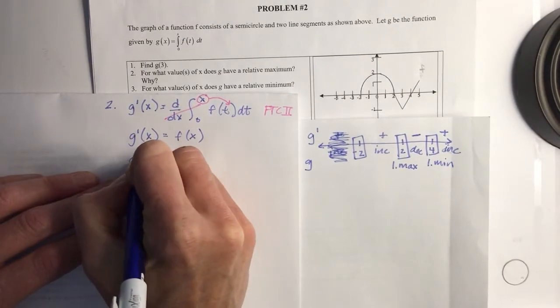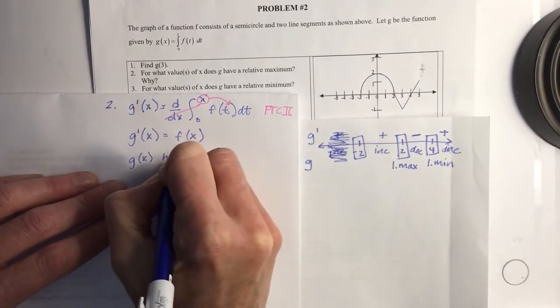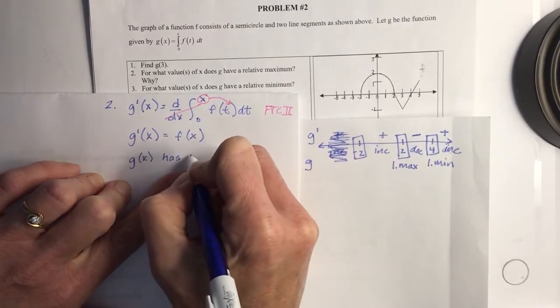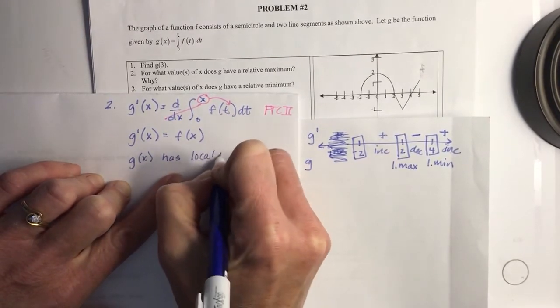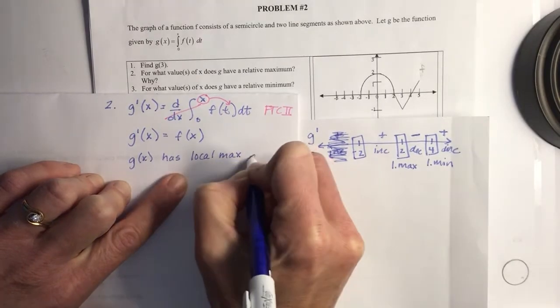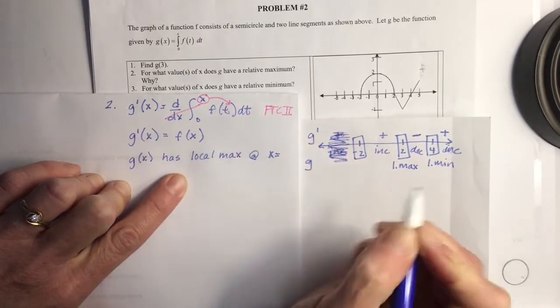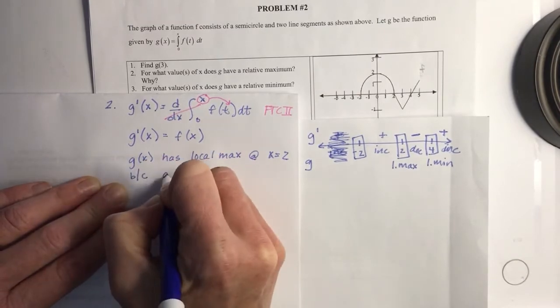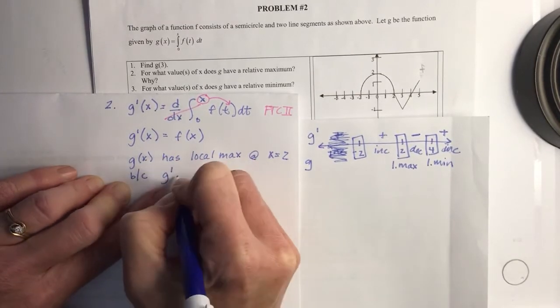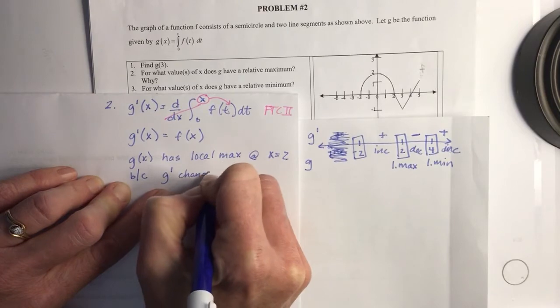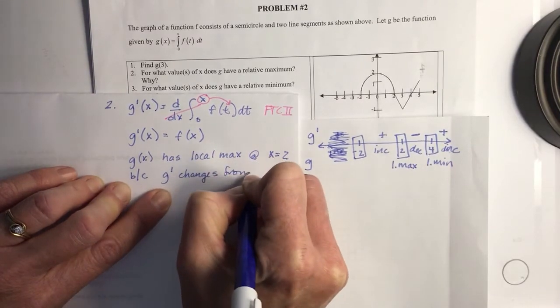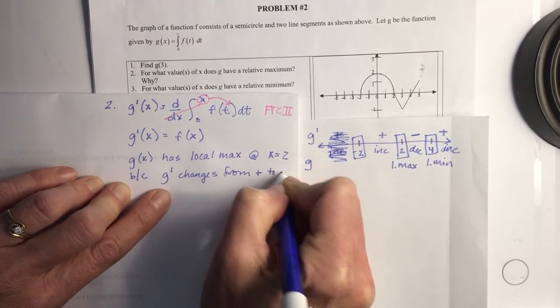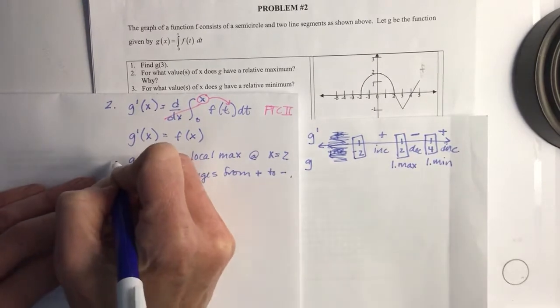So g of x has a local or relative max at x equals 2 because g prime changes from positive to negative. So that's for 2.